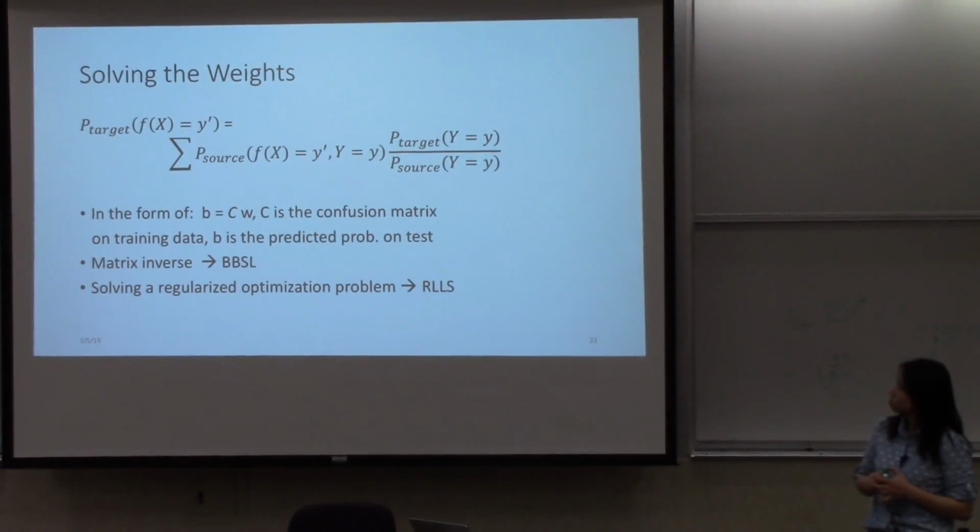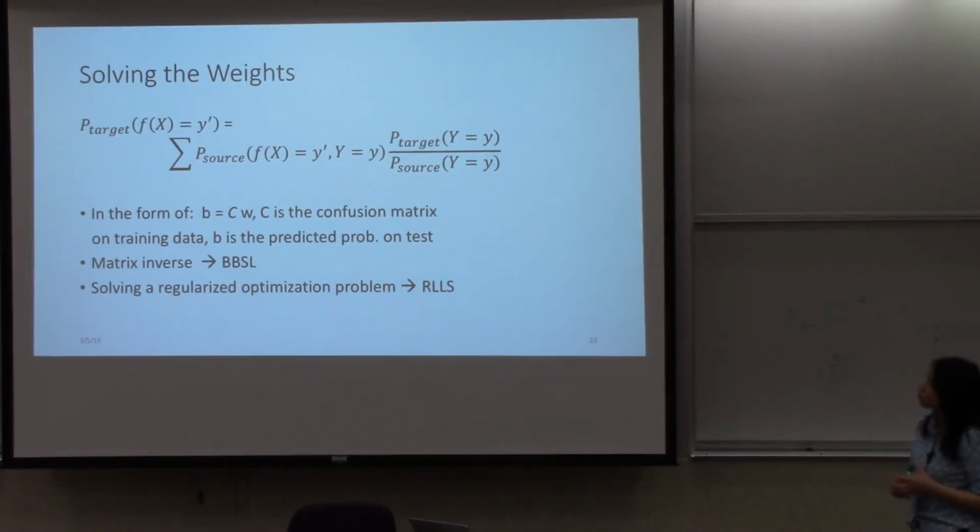And so the question is, even if you don't have the true target label distribution, is there a way to estimate that, and rather than estimating the ratio directly? Yeah, that's the question.